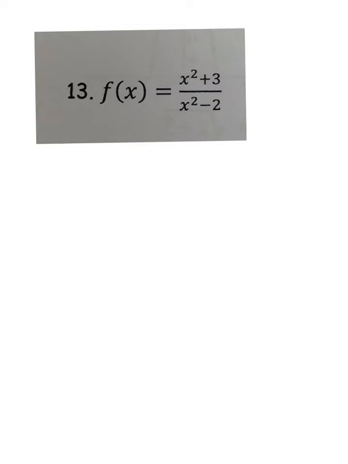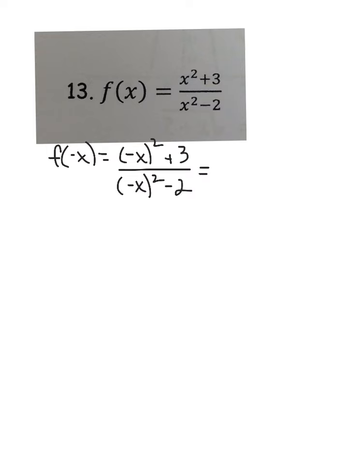Alrighty, so we're going to do number 13 now. So I'm going to do the even rule, which means f of x equals f of negative x. So here I go. So I'm going to put in a negative x, square it, plus 3. Then I'm going to put in a negative x, square it, minus 2. Well, a negative x, if I square it, is x squared. And I just bring this down. And a negative x, if I square it in the denominator, is also x squared minus 2.